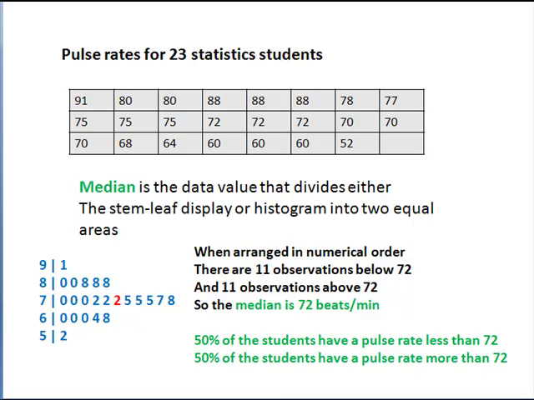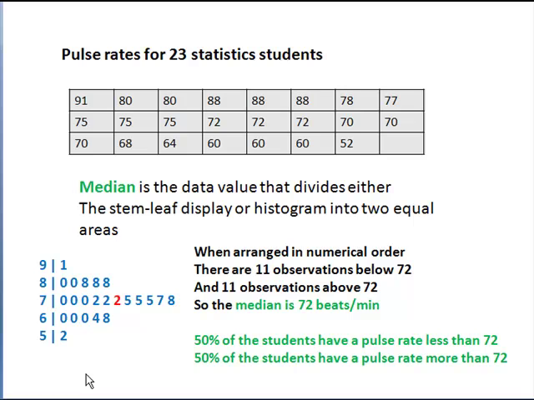So here is our now familiar data set with 23 student pulse rates arranged from largest to smallest. In an earlier lesson, we constructed a stem and leaf display for this data. And now I have identified on the graph the middlemost data value. It is the 72 that is highlighted in red. If you count, you will find that there are 11 data values that are less than 72 and 11 data values that are greater than 72.